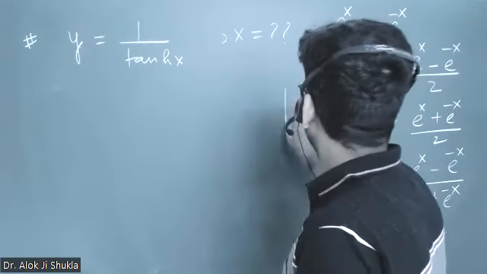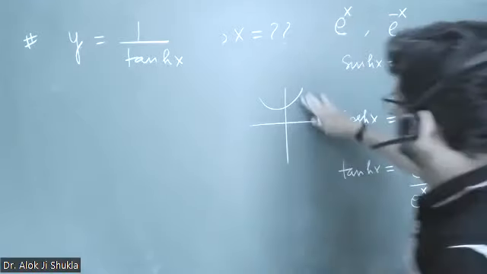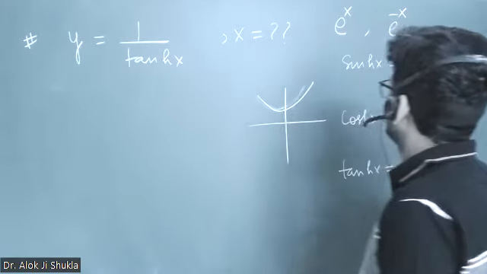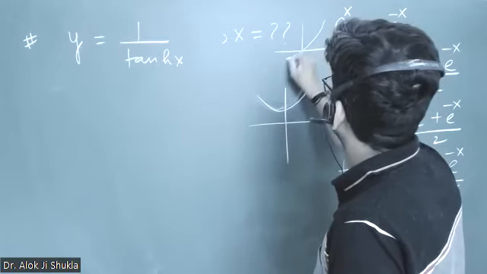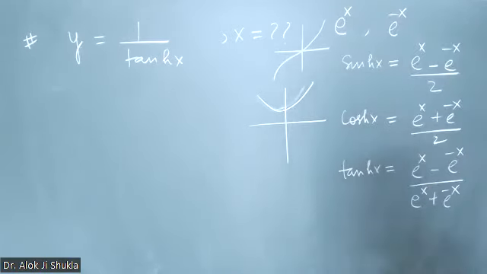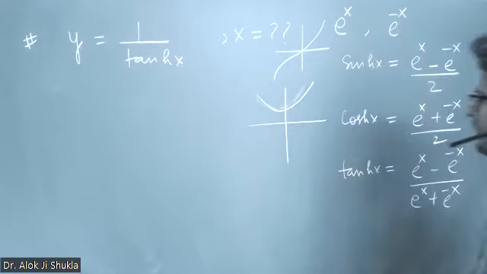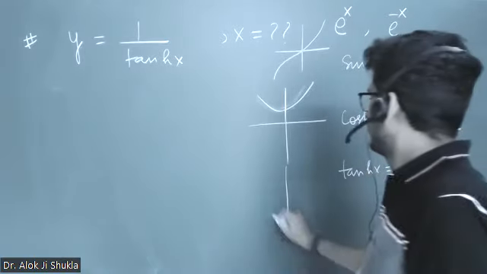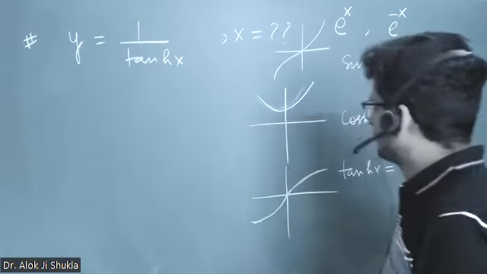If you plot this, the cos hyperbolic x will look like this. I mean, it should be symmetrical. It will be like this. The sine hyperbolic x will look like this. Like this. And the tan hyperbolic x will be like this. These are the graphs of this series.